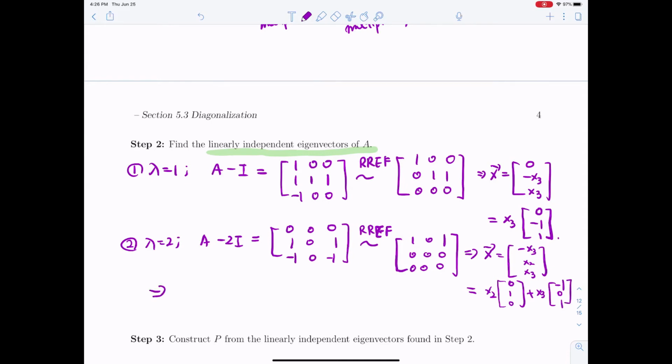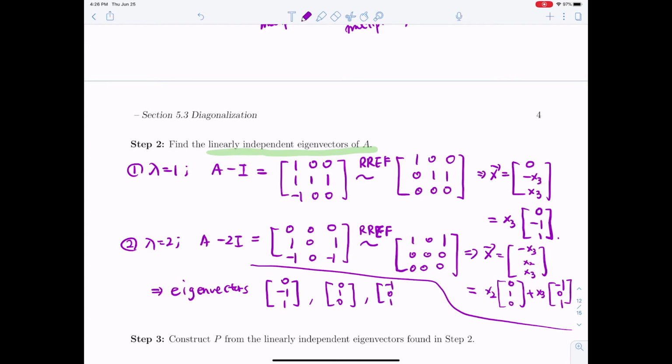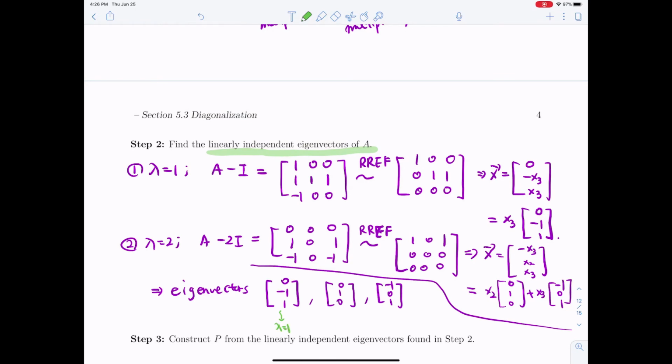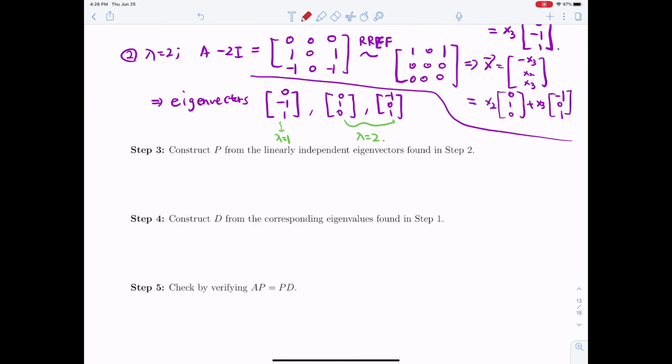So we get eigenvectors as (0, negative 1, 1), (0, 1, 0), and (negative 1, 0, 1). So the first one corresponds to lambda equals 1, and the other two correspond to lambda equals 2. So once you get all the eigenvectors and eigenvalues, then we can form P and D using these. P is given by a matrix whose columns are the eigenvectors. So you can build P by (0, negative 1, 1), (0, 1, 0), and (negative 1, 0, 1).